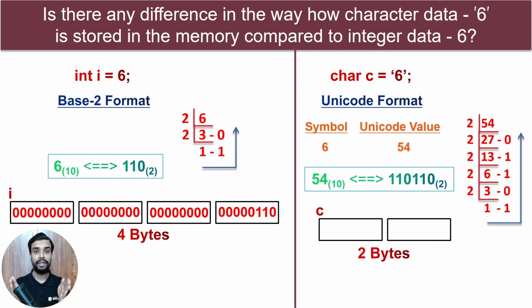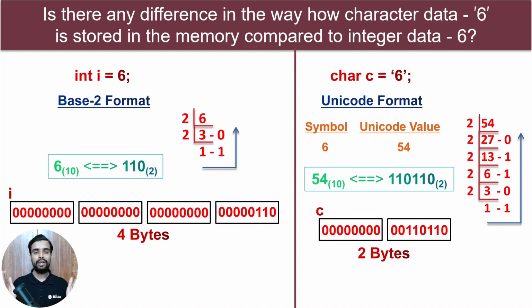And once again, you might ask me the same question. Sir, here in the binary equivalent, we have got only 6 binary digits, but in the memory, I would need 16 bits. What should be done for the remaining 10 bits? Once again, it is the same padding that must be performed here. In other words, if anybody would ask me, how would the character data 6 be stored in the memory? This is how it is going to be stored.